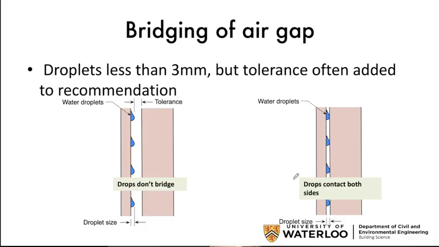One of the numbers that is often posited about the minimum size of the gap would be to prevent a water droplet that is running on the back side of the cladding from being able to bridge over and touch the other side. And if it can touch the other side, then maybe it can get wicked into this other side.